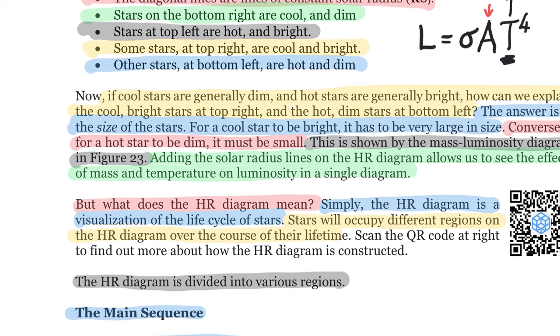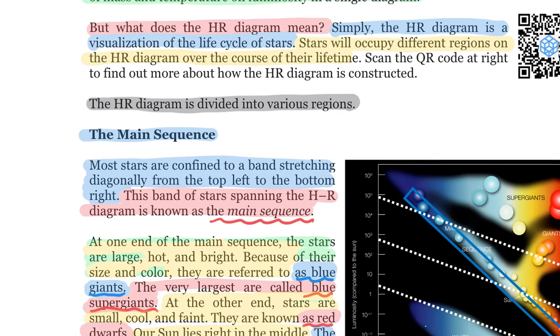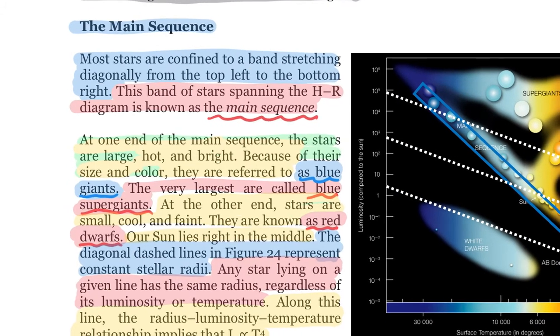Now, here too, you will see that the HR diagram is a visualization of the life cycle of stars, and we are going to plot the life cycle of certain stars and see how they move across the HR diagram. So stars will occupy different regions on the HR diagram over the course of their lifetime. So let's look at the various regions into which the HR diagram is divided. So now we consider the main sequence, which we have already spoken about, the main sequence stars.